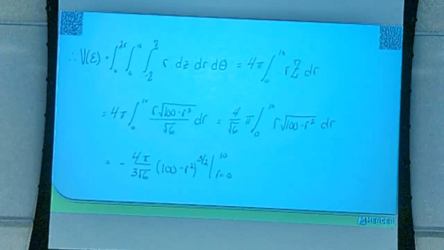What was the question? 100 to the 3 halves power. It's 1,000. How would you do it? Two ways: either 100 cubed, then the square root of that, or take the square root of 100 and then cube it. Square root of 100 is 10, and 10 cubed is 1,000.